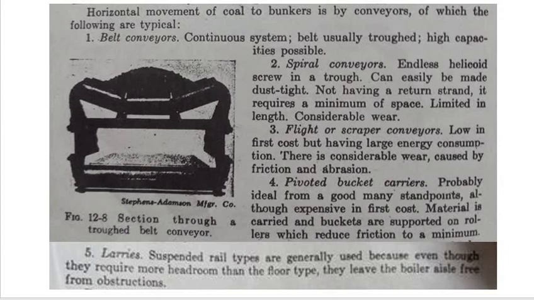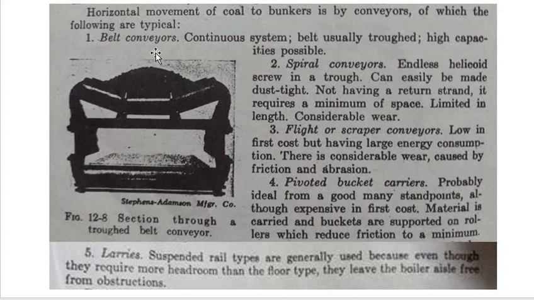Fourth is the pivoted bucket carriers, probably ideal from a good many standpoints, although expensive in first cost. So this one is expensive. Material is carried and buckets are supported on rollers which reduce friction to a minimum. Fifth is the Larrys. Suspended rail types are generally used because even though they require more headroom than the floor type, they leave the boiler aisle free from obstructions.